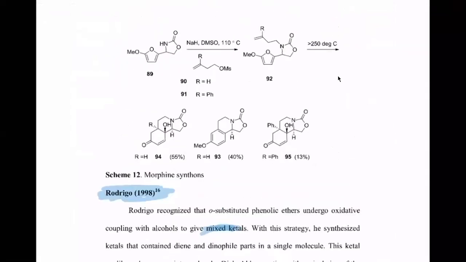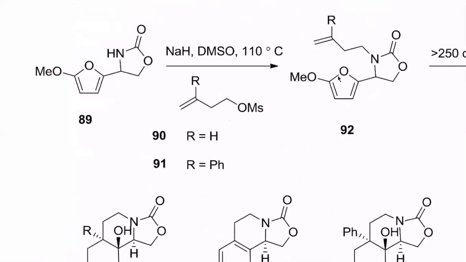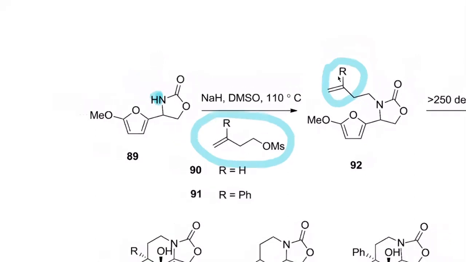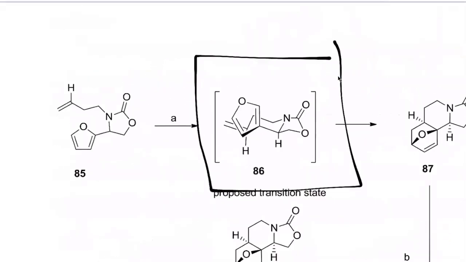Yeah, they show it down here. All right, so this is how they made the precursor, right? They just took this oxazolidinone and treated it with sodium hydride. That sodium hydride is going to remove that hydrogen from the amine. And then they treated it with this compound, this mesylate right here. That's all it is. And so that's how they're able to get this fragment on to set it up to do the Diels-Alder reaction.